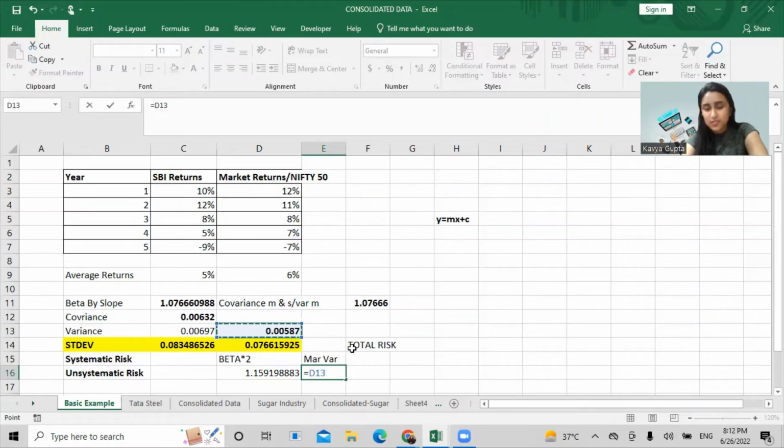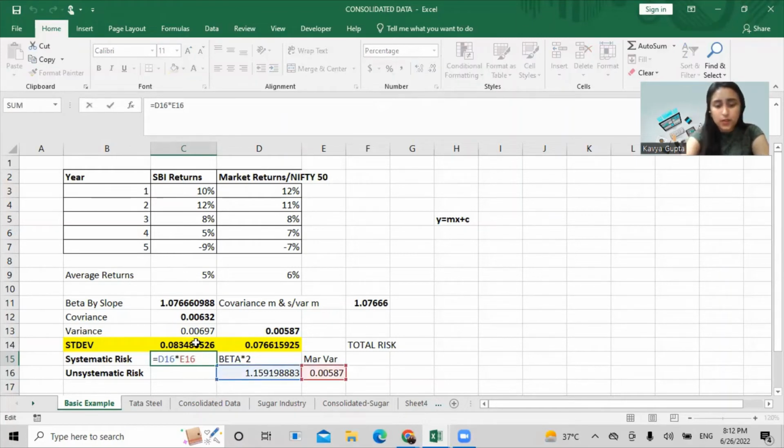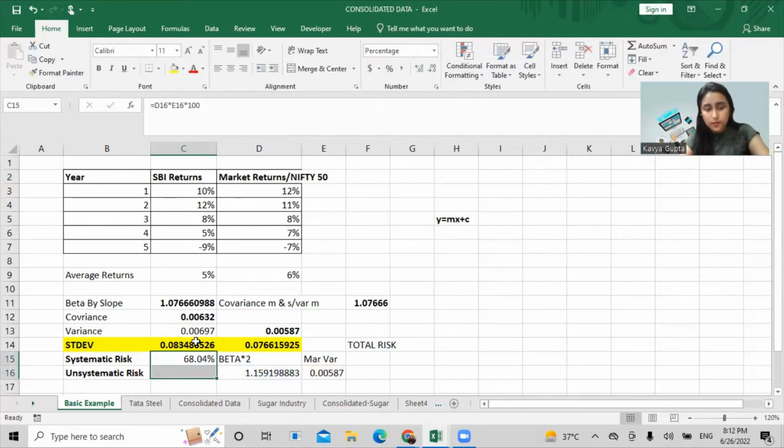Yes, ma'am. ठीक है. अब सिस्टमैटिक रिस्क कैसे निकालेंगे? बीटा स्क्वायर इनटू द मार्केट वेरिएंस. वेट, ठीक है. लेट अस कन्वर्ट दिस इनटू परसेंटेज. ये क्या हो रहा है? दिस इज वेट, आई हैव टू मल्टीप्लाई इट बाय 100. ठीक है. तो मेरे पास सिस्टमैटिक रिस्क कितना आया है? 68.4%.